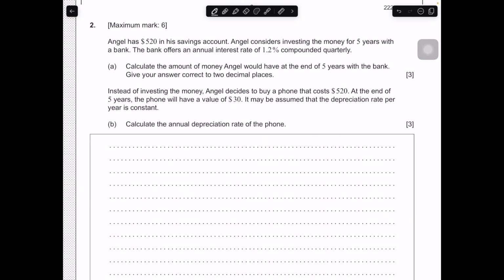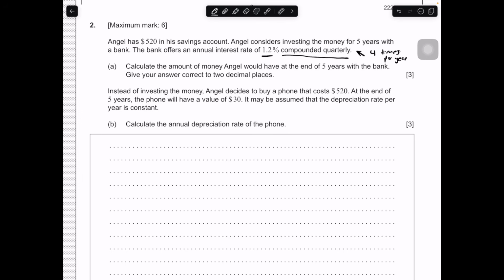Okay, question 2, 6 marks. Angel has $520 in his savings account. Angel considers investing the money for 5 years with a bank. The bank offers an annual interest rate of 1.2%, and it's compounded quarterly. Quarterly means 4 times per year.